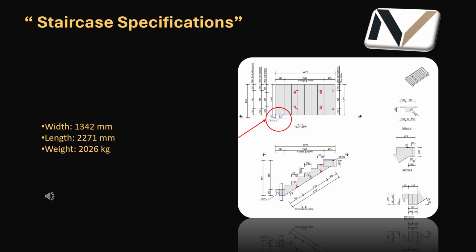The weight of this staircase is slightly lighter than the previous staircase that we discussed here. So it's 2026 kg. The width of this staircase at the widest side is 1342 millimeters. The length of this staircase is 2271 millimeters, and as I described, the weight of this staircase is 2026 kg.